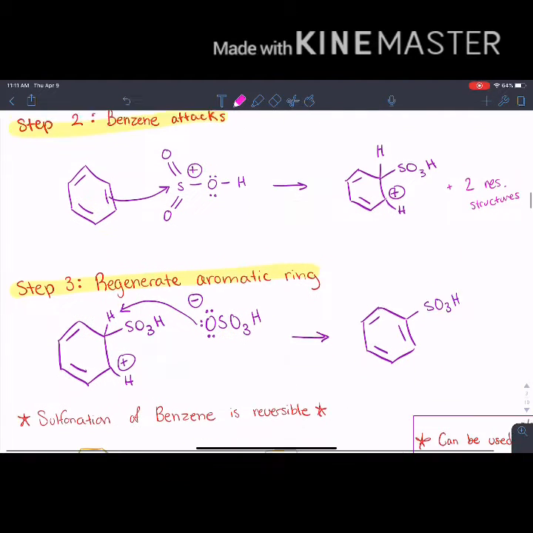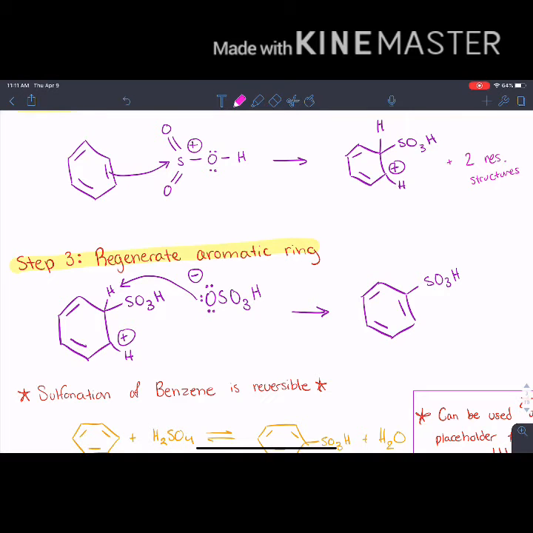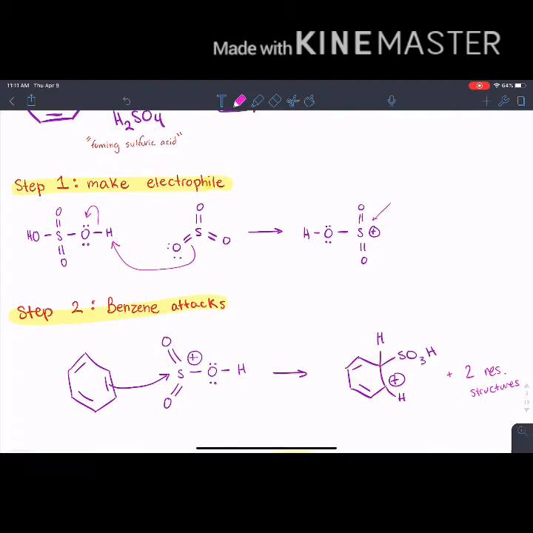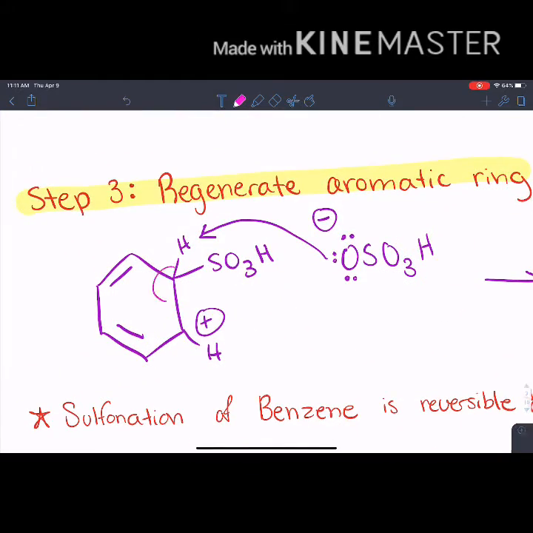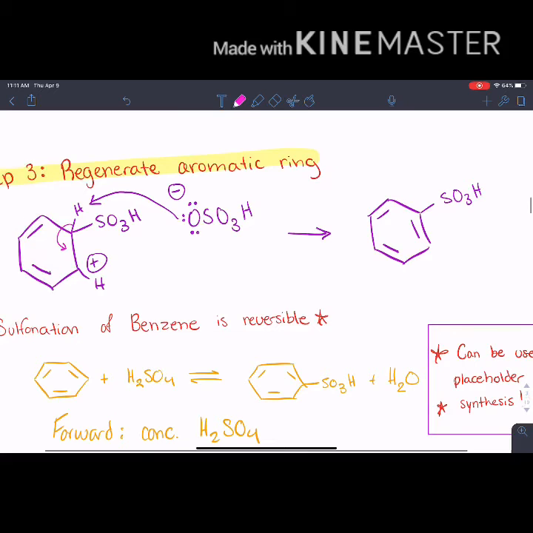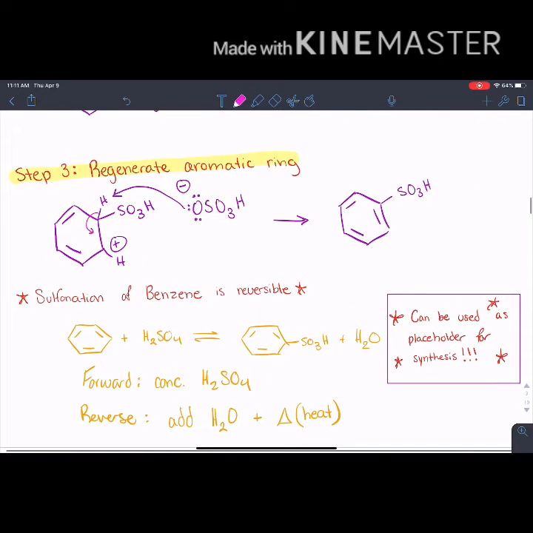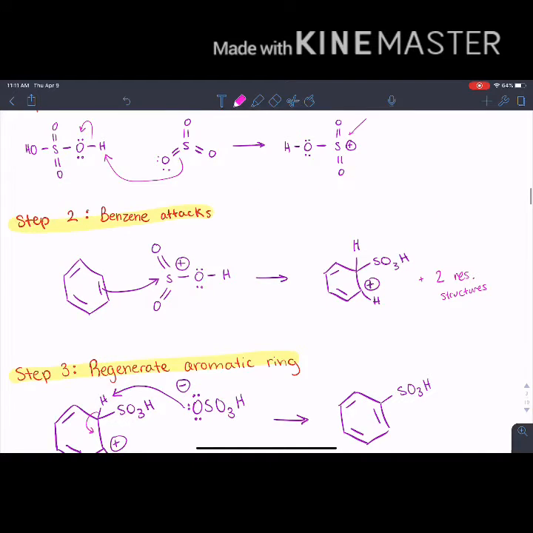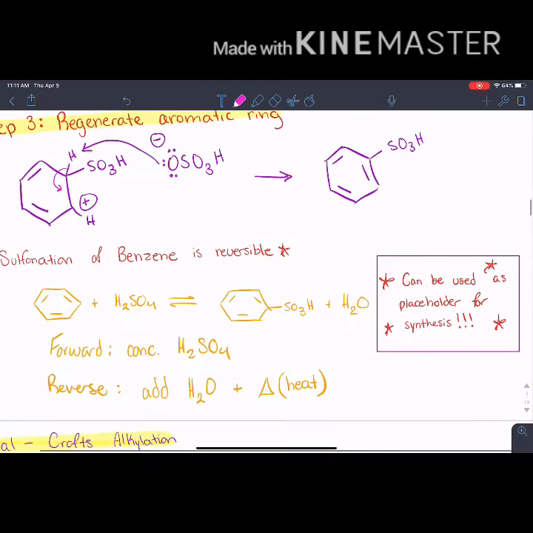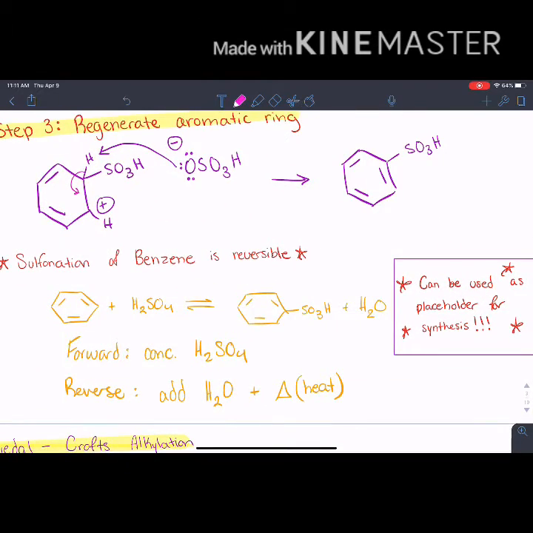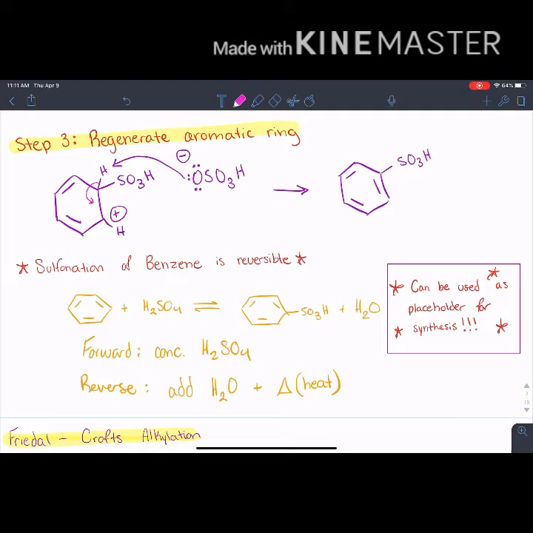But yeah, so our third step, regenerating the aromatic ring. The deprotonated H2SO4 from the first step can come back, attack the hydrogen, and then cause elimination, resulting in a regenerated aromatic ring. So, the key thing about this reaction is that we are going to be using it as placeholders in synthesis, right? I've highlighted it in the box, right? You use it as a placeholder because it's reversible. You can place SO3H on the ring and then force another substituent onto another position.